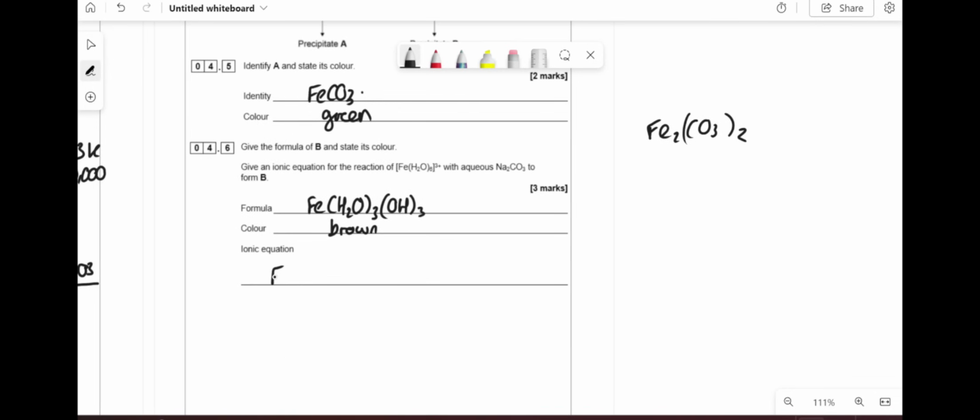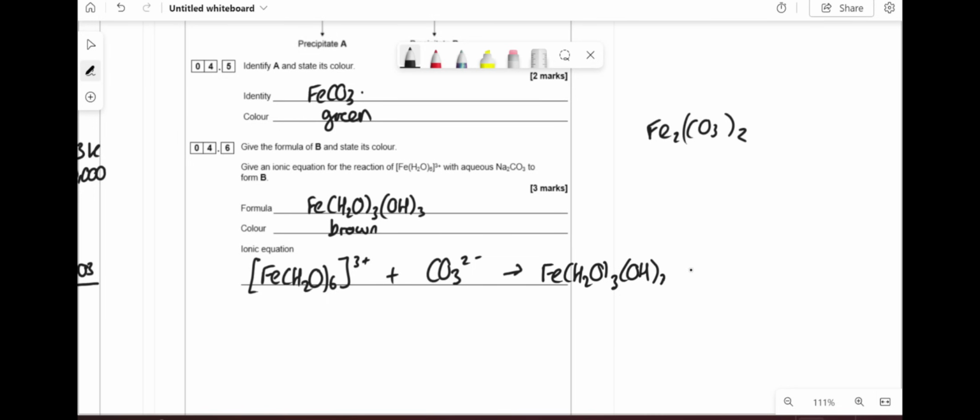So its ionic equation is, we've got [Fe(H2O)6]3+ reacting with a carbonate ion, CO3 2-, and that forms what we've made here, Fe(H2O)3(OH)3. Because 3 H+ came from this and reacted with the carbonate ion, we're going to make 3 moles of water, so 3H2O. And now we need to balance the rest. Obviously we're going to have 3 CO2 because there's 3 H2O. So now we need to balance everything else out, so we're going to have 3 CO3 here. Then this balances out to 2 here and a 2 there.